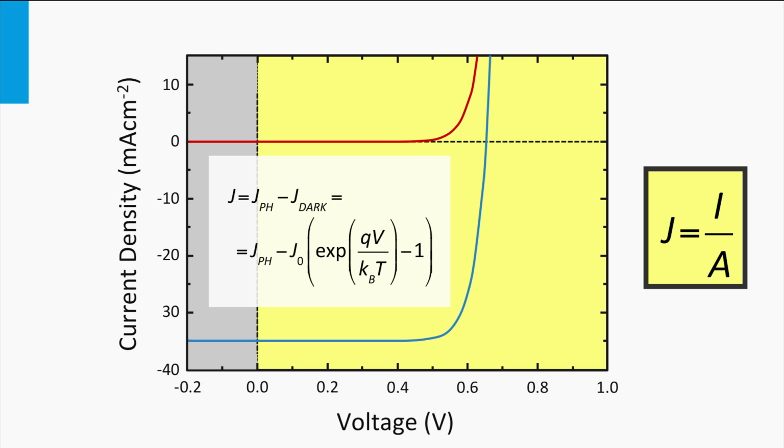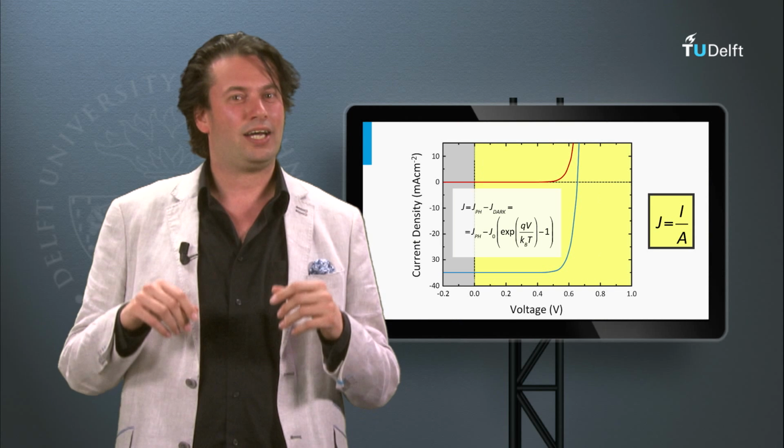As you see, the vertical axis of the current-voltage plots is already expressed in current density. From this point on, we won't talk about IV curves, but we will talk about JV curves. So from now on, we will use current density.